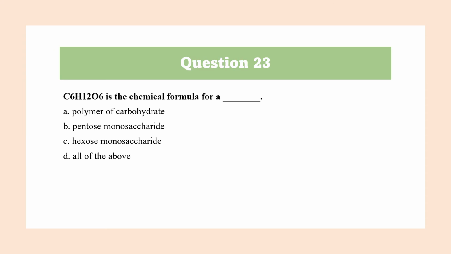Number 23. C6H12O6 is the chemical formula for A. Polymer of carbohydrate, B. Pentose monosaccharide, C. Hexose monosaccharide, or D. All of the above. The answer is C. Hexose monosaccharide.